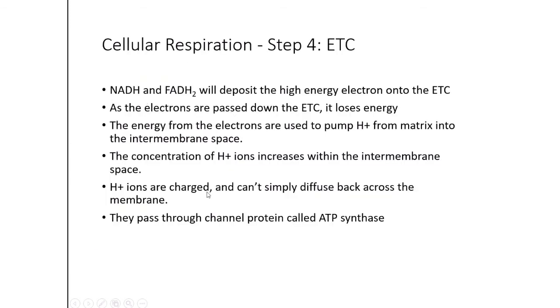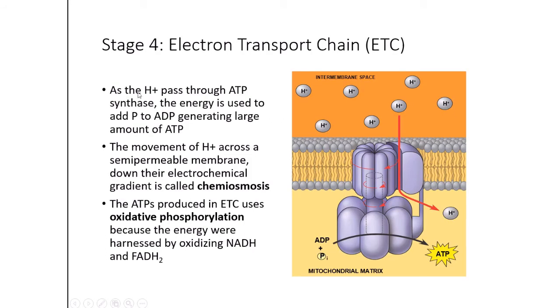So here is a written description of what I've taught you in the past couple minutes, in the diagrams and the drawings. Please read through that yourself. And here it is talking about the ATP synthase, which will use the H plus gradient to help create the ATP. The movement of H plus across a semi-permeable membrane down their electrochemical gradient is called chemiosmosis.